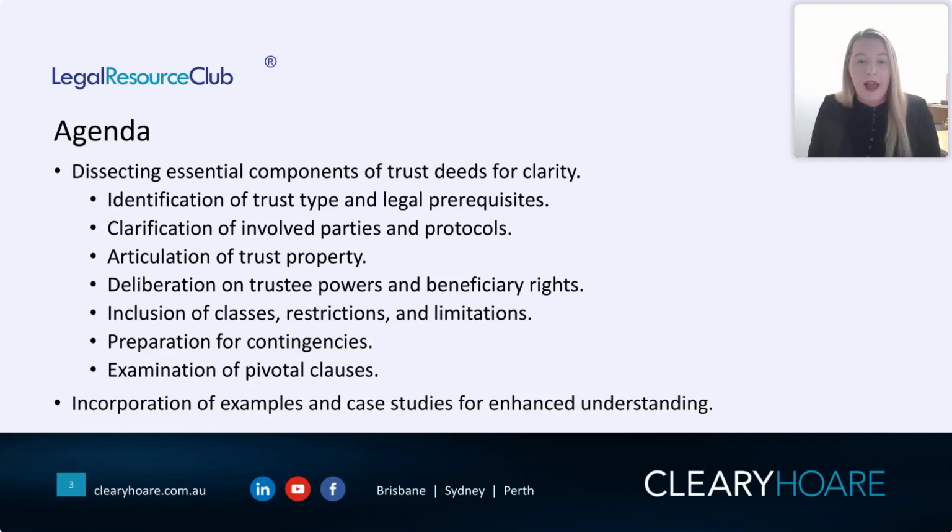We'll spend some time looking at what are the different powers that the trustee has and what are the rights of the beneficiaries. We'll be looking at how classes, restrictions, and limitations might be used within a trust. We'll be looking at preparing for contingencies, and what I mean by that is what happens when a key person involved in the trust passes away or becomes incapacitated. How can we ensure that we have that succession planning for the trust moving forward?